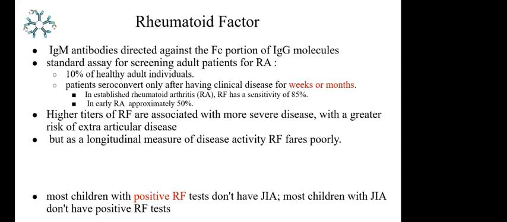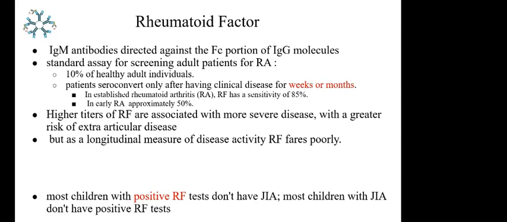Now, the most well-known biomarker is the rheumatoid factor. Rheumatoid factor is an IgM antibody against the Fc portion of IgG antibody. It's a standard assay for screening for rheumatoid arthritis in adult patients. But 10% of healthy adult individuals will have a positive rheumatoid factor. And also, patients will only seroconvert after having the clinical disease for weeks or months.